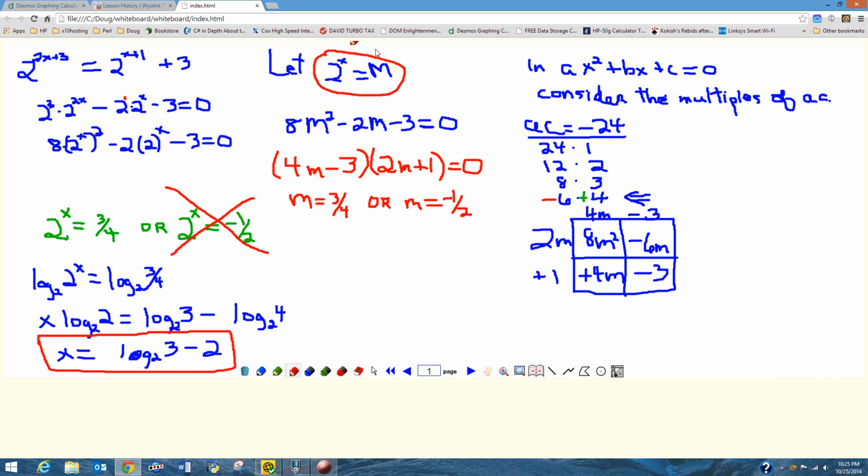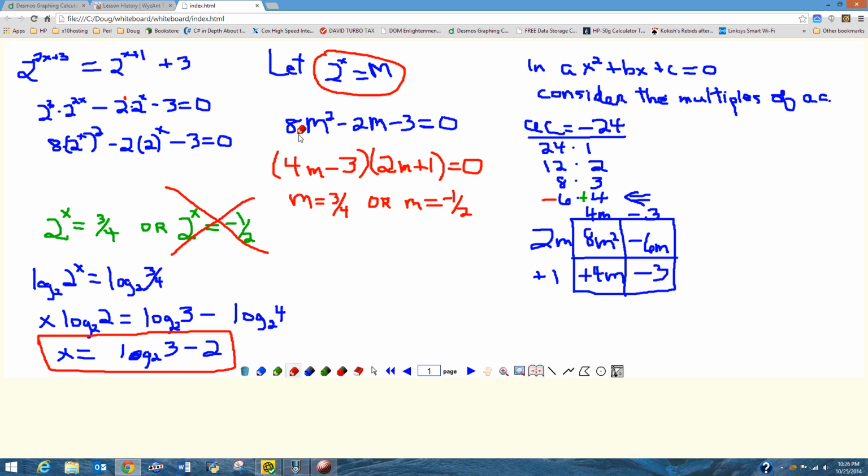So over here, let's skip over to here. I'm going to let 2 to the x in this equation be represented by the letter m, just so it's easier to see how you solve the quadratic equation. You don't have to do it this way, but it's, I think, easier to see. So I'm going to rewrite this, but I'm going to replace the power 2 to the x by the letter m. So I'll get 8m squared minus 2m minus 3 equals 0. You can solve this quadratic by factoring, it turns out, or you could use the quadratic formula to solve for m.